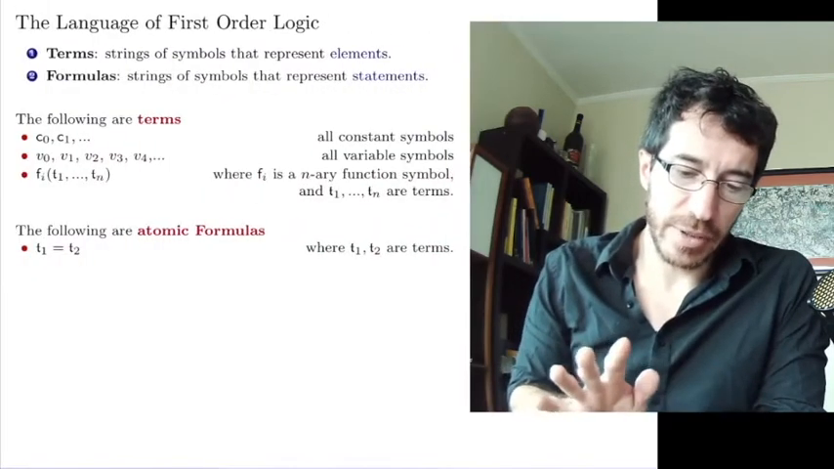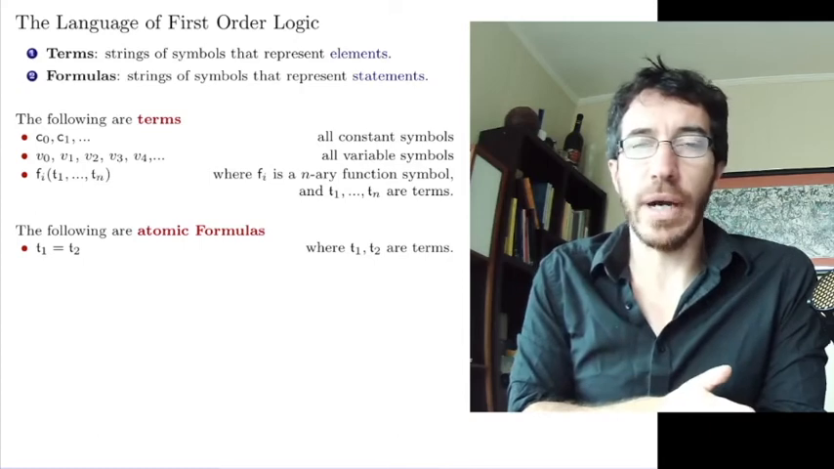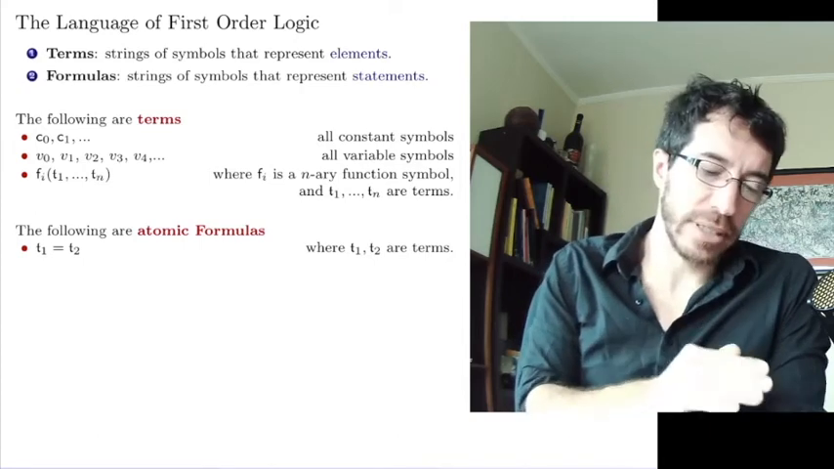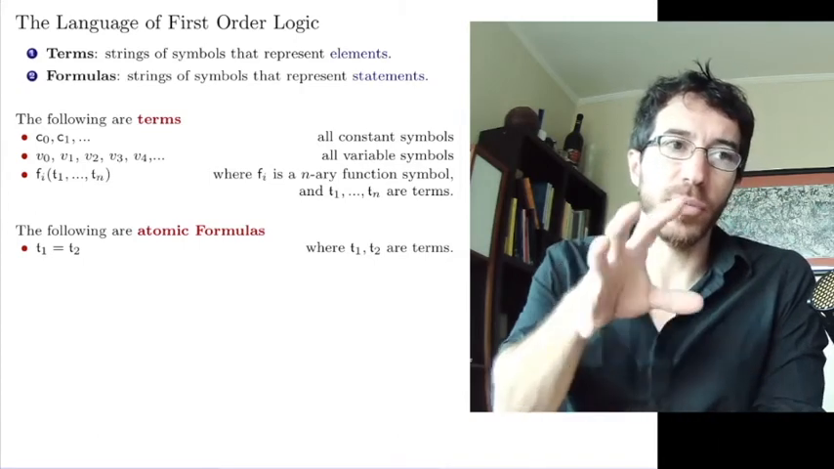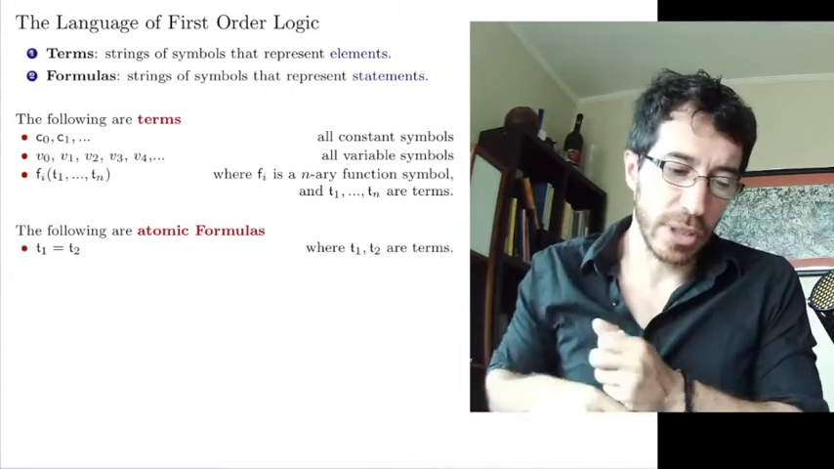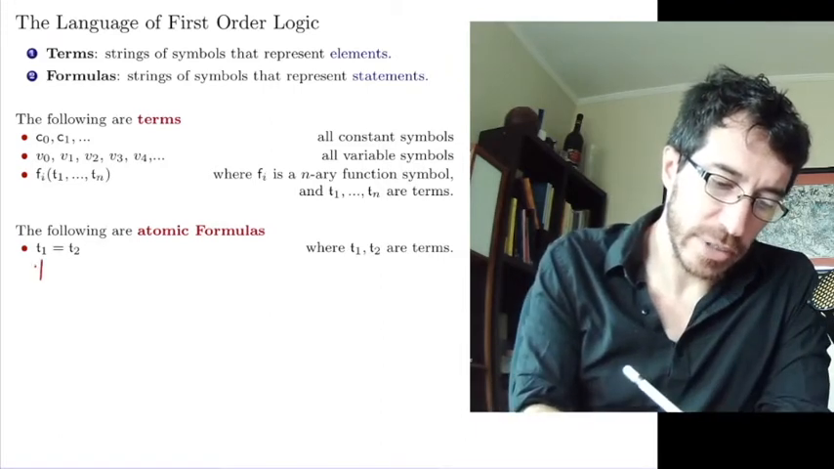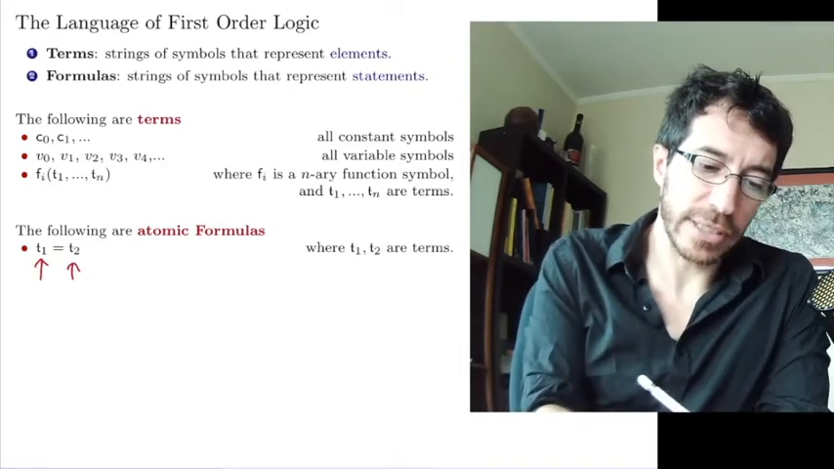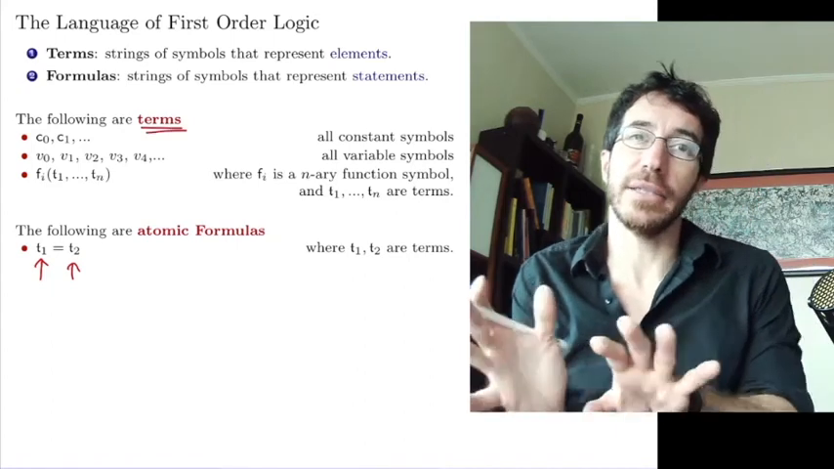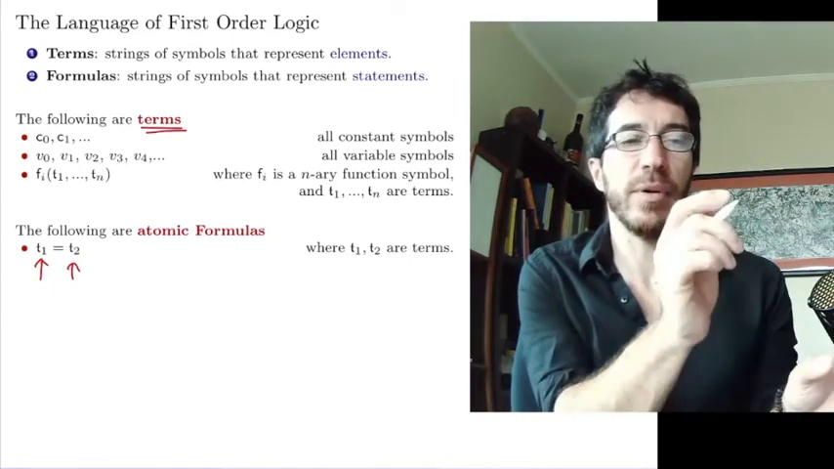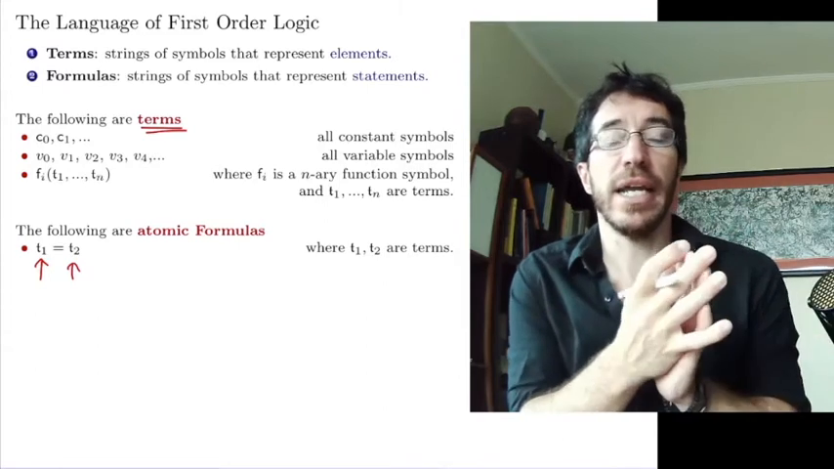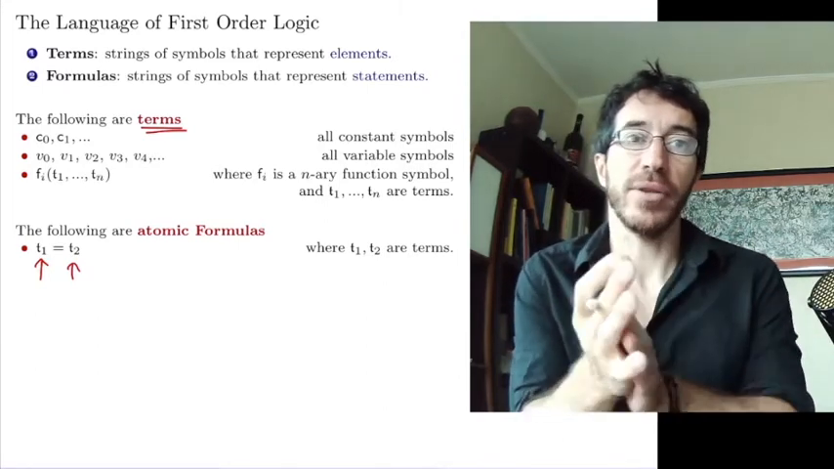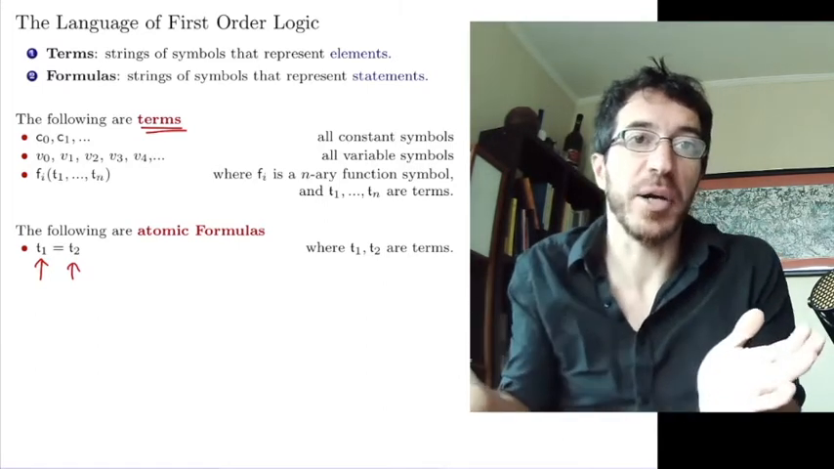Atomic formulas come in two kinds. The simplest one is a formula of the form T1 = T2, where T1 and T2 are terms that we built before, right? Now we put an equality between the two terms, and now we have an atomic formula that could be either true or false, depending on how you interpret the terms.